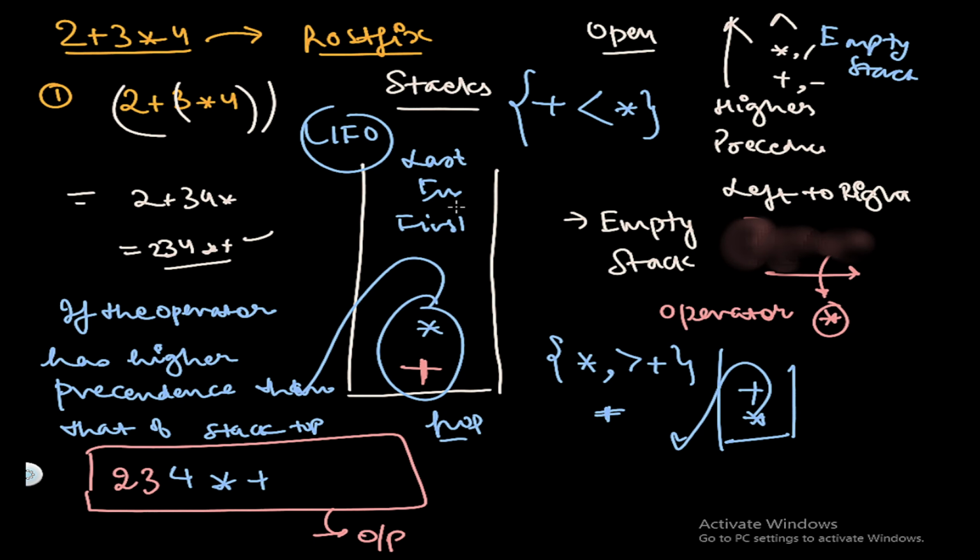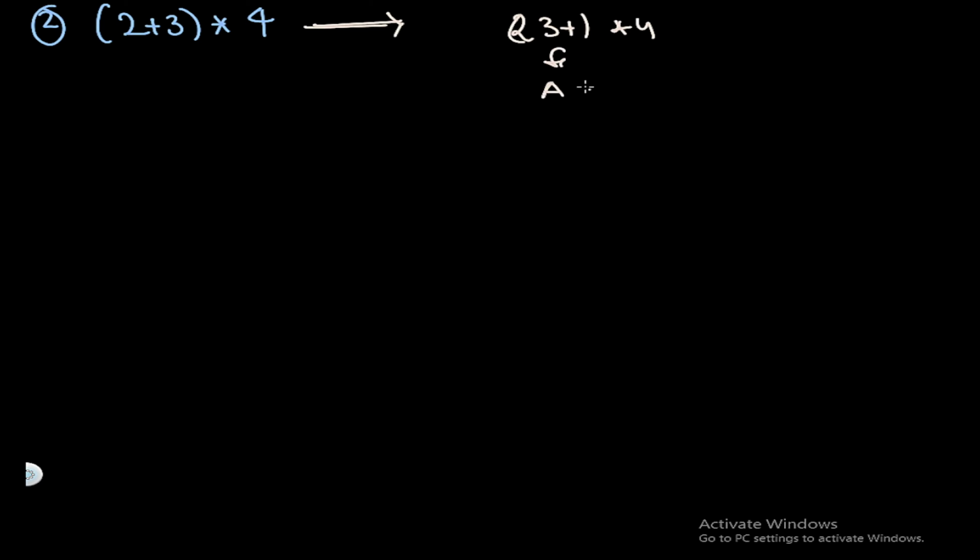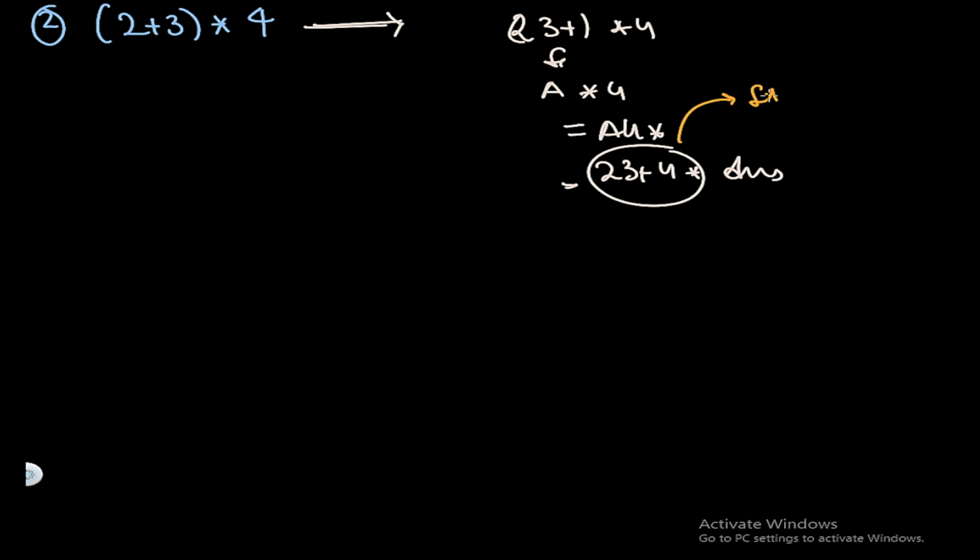Okay, so now let's think like we are given an expression in which we are also given the parenthesis. Let's take the same example again. 2 plus 3 into, let's say 4. Okay, this is the expression which is given to us. Let us do it by our own mathematical calculations. It would become 2 3 plus into 4. Let us consider this as a. So a into 4 is a4 star. A is 2 3 plus, so 2 3 plus 4 star. So this should be our answer, and we have to bring this answer with the help of a stack.